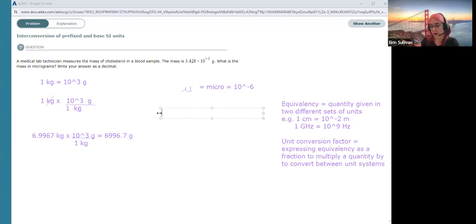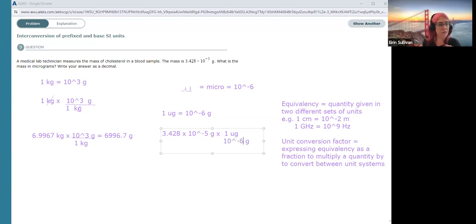So I can write an equivalency that I'm going to just write a u to make it easier. Microgram is equal to 10 to the power of minus 6 grams, right? So micro is a small thing. So then I can convert this into a unit conversion factor to do my equation. So 3.428 times 10 to the power of minus 5 grams. So I want the grams to cancel out. So in my unit conversion factor, I am putting grams on the bottom, so it cancels, and micrograms on the top. So that is what I am left with. Okay, so I know from the equivalency I just wrote that 1 microgram is equal to exactly 10 to the power of minus 6 grams.